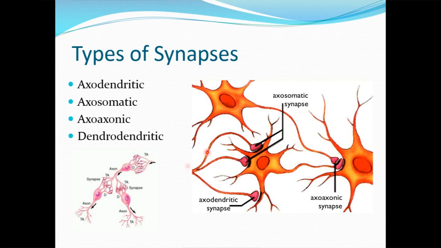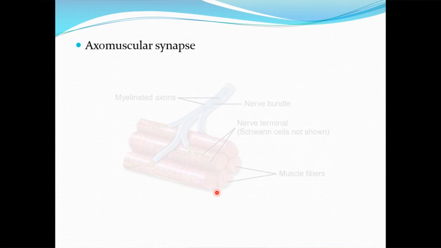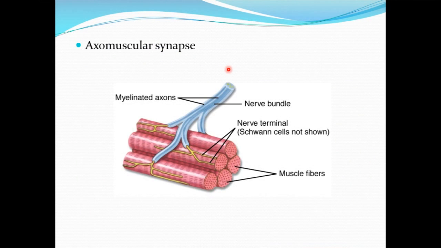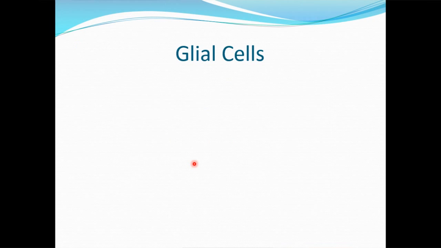Here are pictures. When you're studying, do refer to these pictures. It just helps to explain it when you're trying to memorize it. You also get an axomuscular synapse, where the axon synapses directly onto a muscle fiber. And one can understand why that would be important in terms of movement. So that was a very quick summary of the neurons.